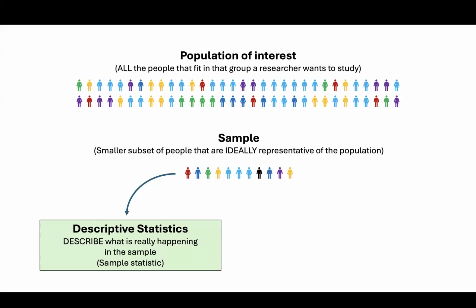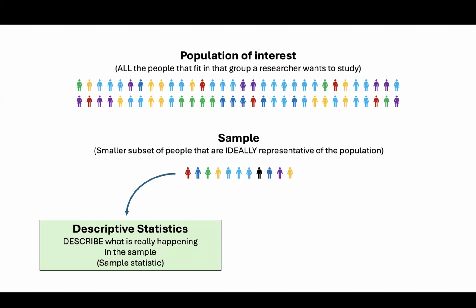Typical descriptive statistics are mean, median, mode, which are central tendency measures, and range, variance, standard deviation, interquartile range. And so those are measures of variation or spread. You can also visualize to describe your data. So you could use histograms, bar charts, things like that. Those are your sample statistics. So S and S, sample statistic.